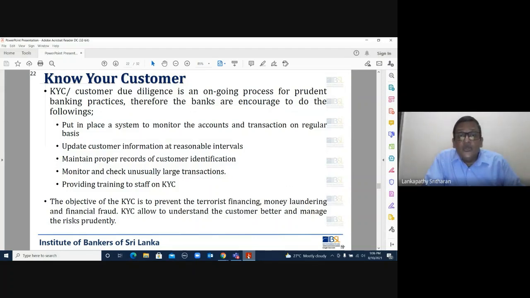Monitor and check unusual large transactions. That's what I have already mentioned. If a person is always depositing 50,000 and suddenly starts to deposit 5 million, then it has to be checked and monitored. And providing training to staff on KYC is also important. The staff should be given proper training on KYC. The objective of KYC is to prevent terrorist financing, money laundering, and financial fraud. KYC allows us to understand the customer better and manage the risk prudently.